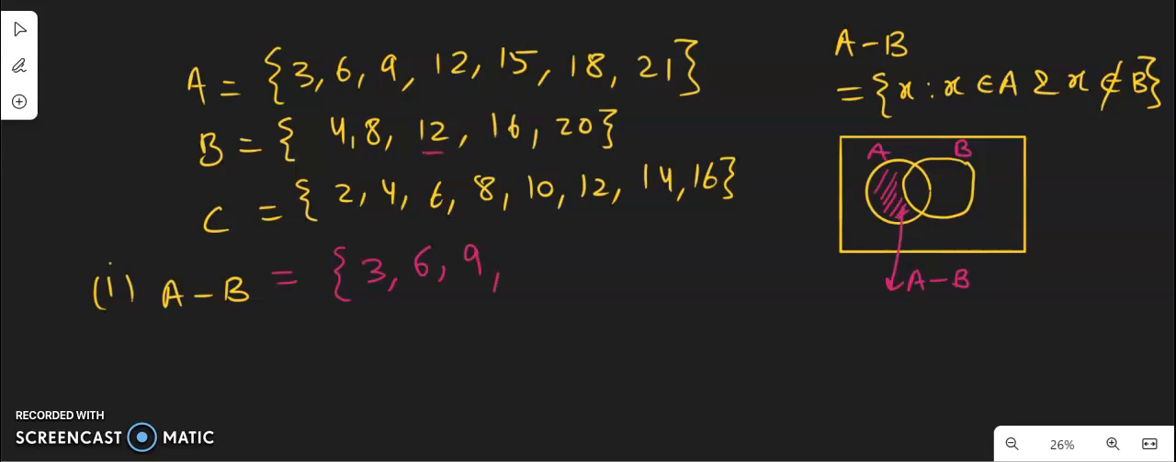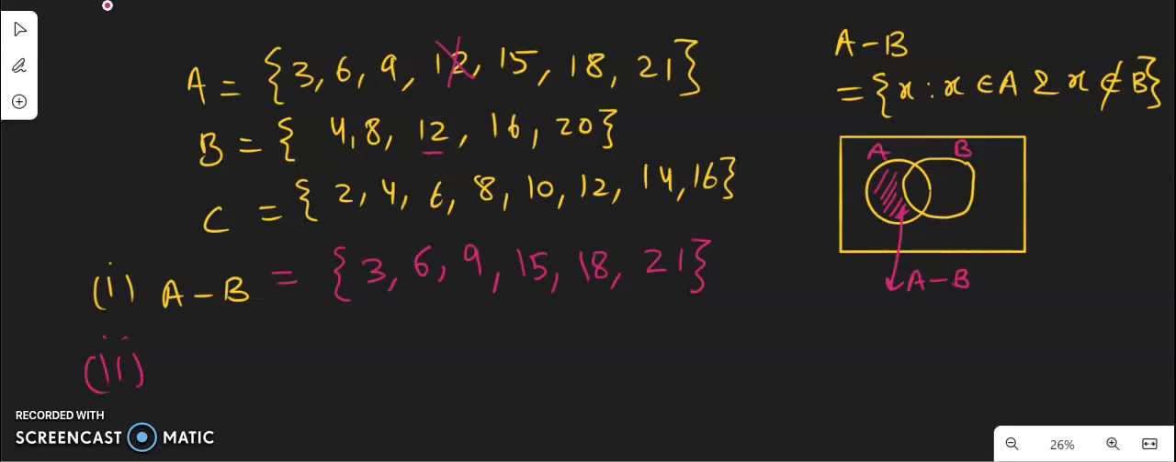Then 12. It is in B. Oops, red flag. I'm not going to consider it. 15. Can you see? It is nowhere in B, I'll write it. 18. Nowhere in B, once again green light. 21. Once again, nowhere in B, and yes, it is again welcomed. So this is A minus B.